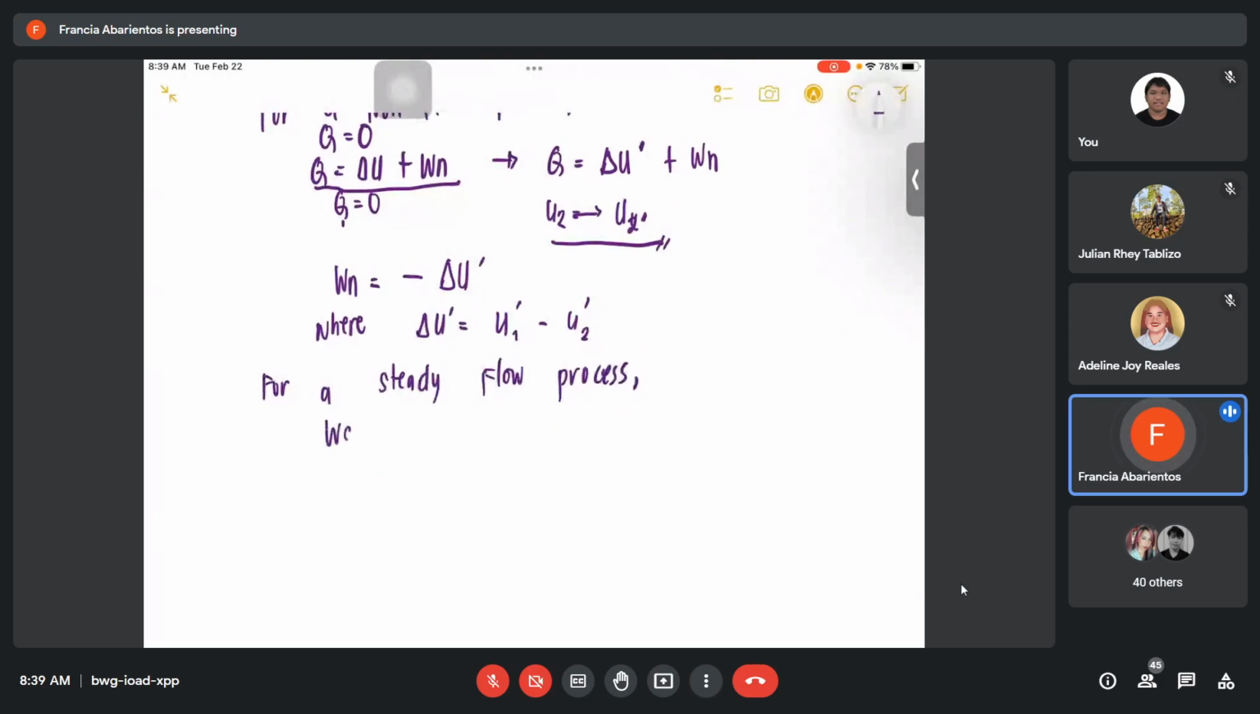We have now the work at the reversible. So kanina we have the enthalpy at point 2, point 1 and point 2. This is the reversible process. Then in an irreversible process, we have now the steady flow. May prime na ulit tayo, class. We have now the H1 minus H2 prime. Okay. This is now the irreversible process.